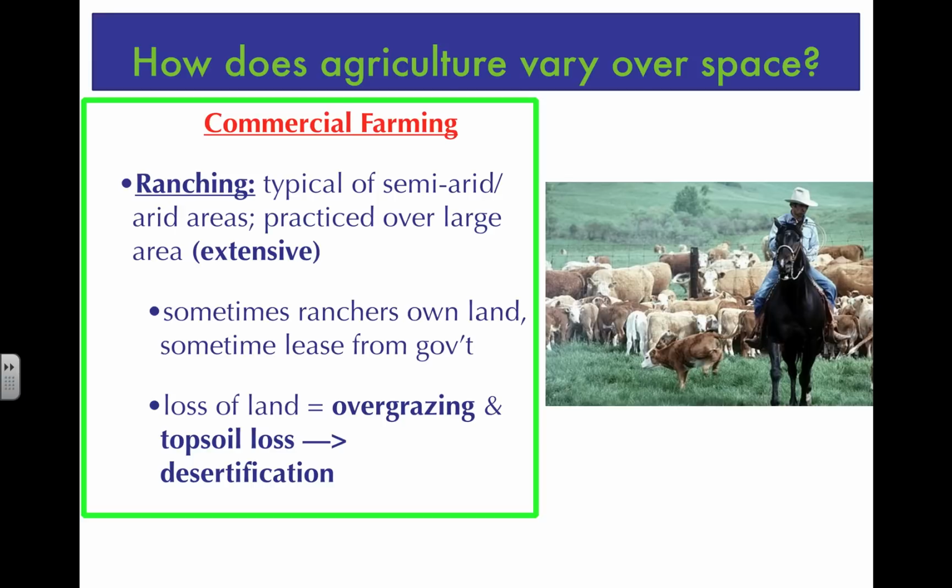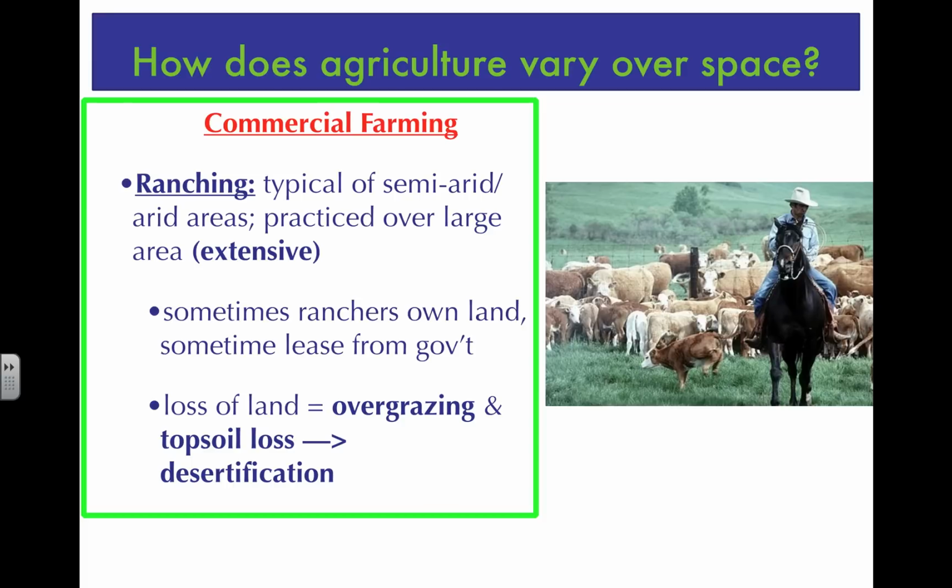And because of that fact, being practiced over a very large area of land, it's referred to as extensive agriculture, needing a lot of space to be successful. Sometimes the ranchers own the land, sometimes ranchers lease the land from the government. So the relationship between ranching and the physical land and the physical territory is not necessarily always the same. Those of you who are taking U.S. history or will take U.S. history with me in 11th grade, we're going to talk a lot about this concept of the relationship between cattle ranchers in the U.S. and the land. But on the whole, the land that the ranchers use is sometimes owned by the ranchers themselves, sometimes is not.